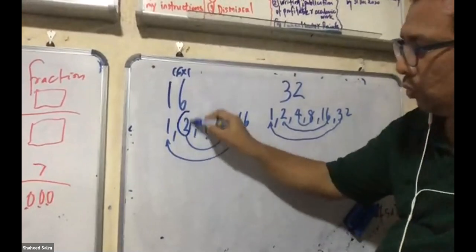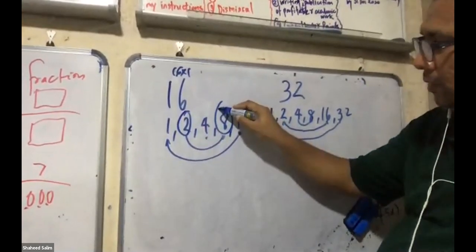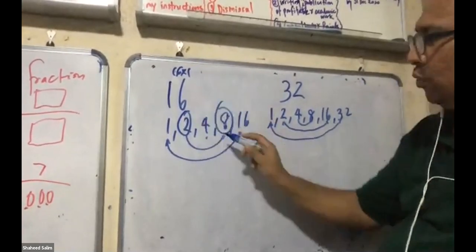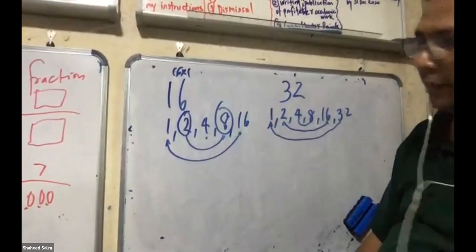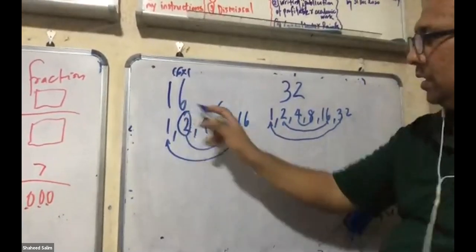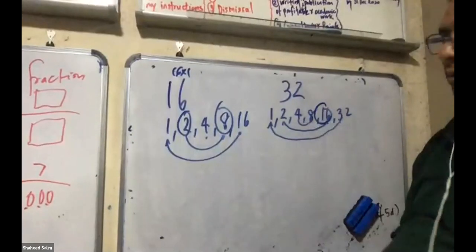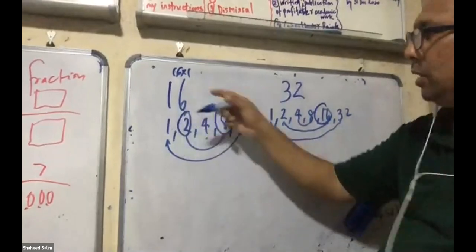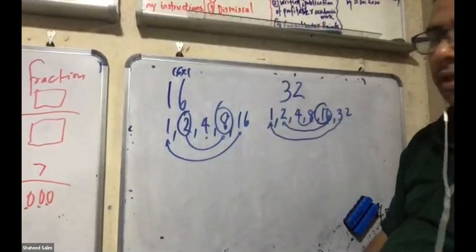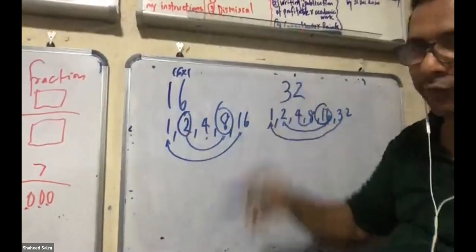Notice, when you have 2 and when you have 8, 2 times 8 is 16. 16 will also be a factor of that number. Okay? 16 is also a factor of this number. So any multiple of 16 will have 2 and 8 as its factors.